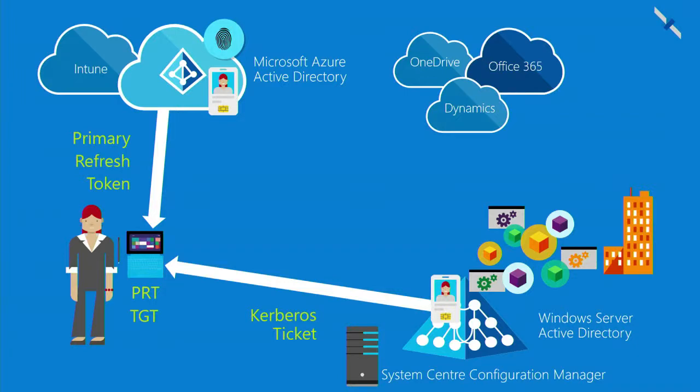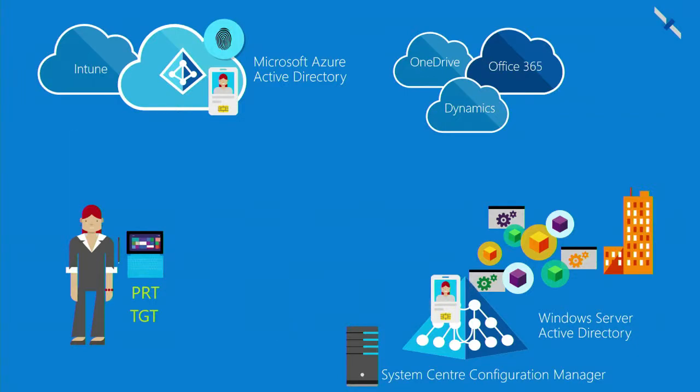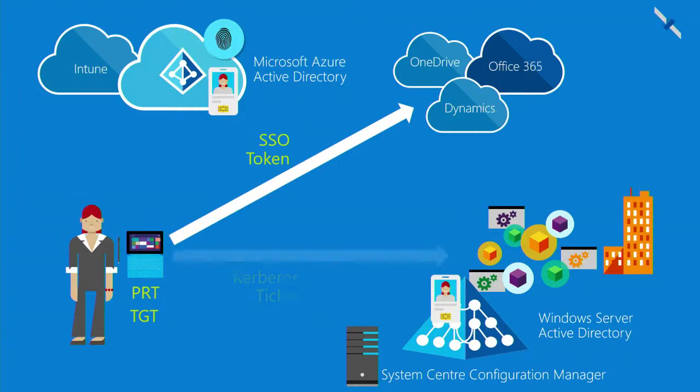So now, on Susan's Windows 10 device, we have a single sign-on token, which for our cloud applications, our primary refresh token that gets our single sign-on token. And we also have our Kerberos ticket granting token, which means that we can grant Kerberos tickets so Susan gets single sign-on to her on-premise Kerberos-based applications as well.